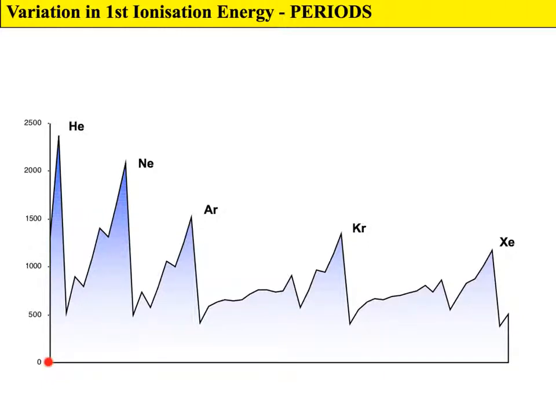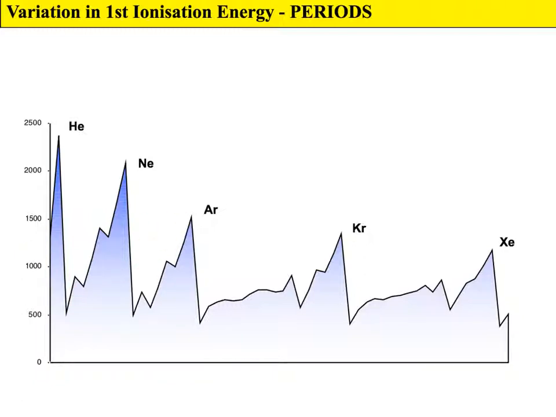This diagram here shows the trend in first ionization energy with increasing atomic number. So here is hydrogen with an atomic number of 1, helium, lithium, beryllium, boron, carbon, etc., increasing. So you can see this pattern, and we're going to go through this and talk about each step individually in the next few slides.